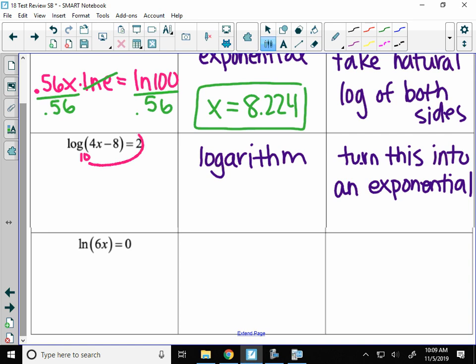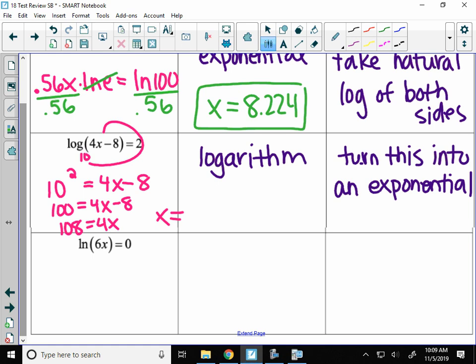So how do I turn that into an exponential to solve it? Remember, use your curly Q idea here. It's 10 to the second equals 4x minus 8. Okay, what's 10 to the second? 100 equals 4x minus 8. And if I add 8, I get 108 equals 4x, which I get when I divide. 27.